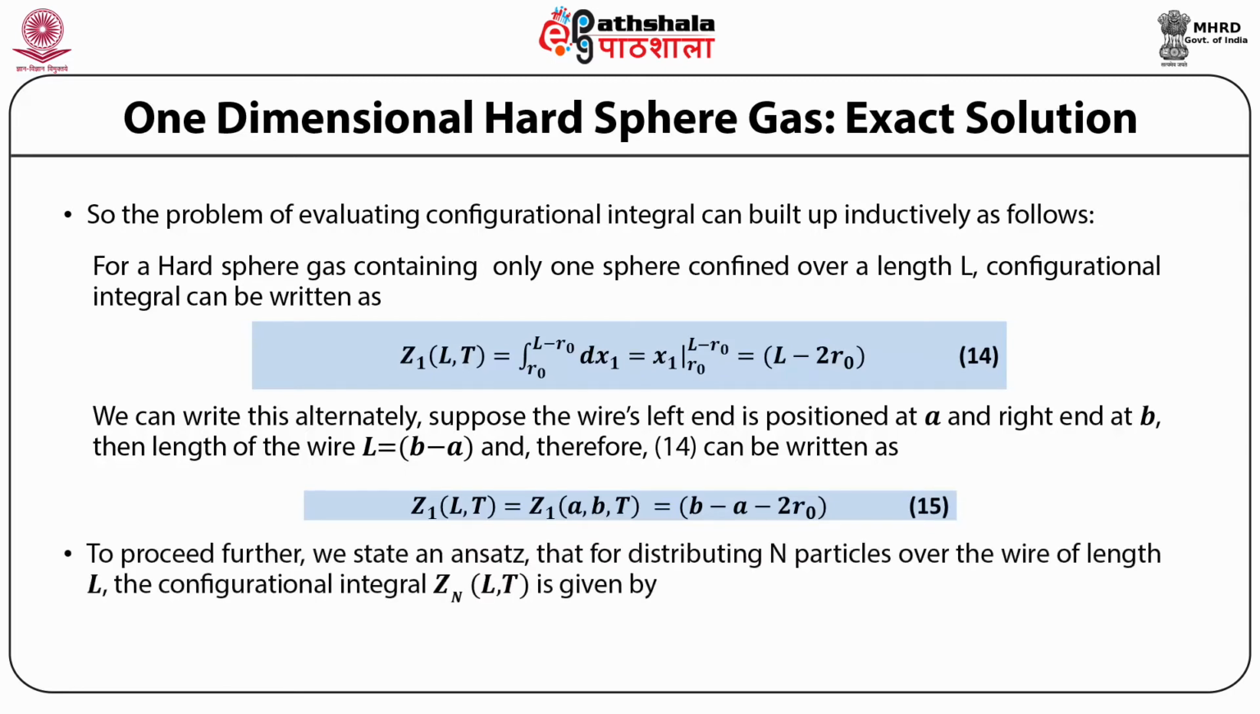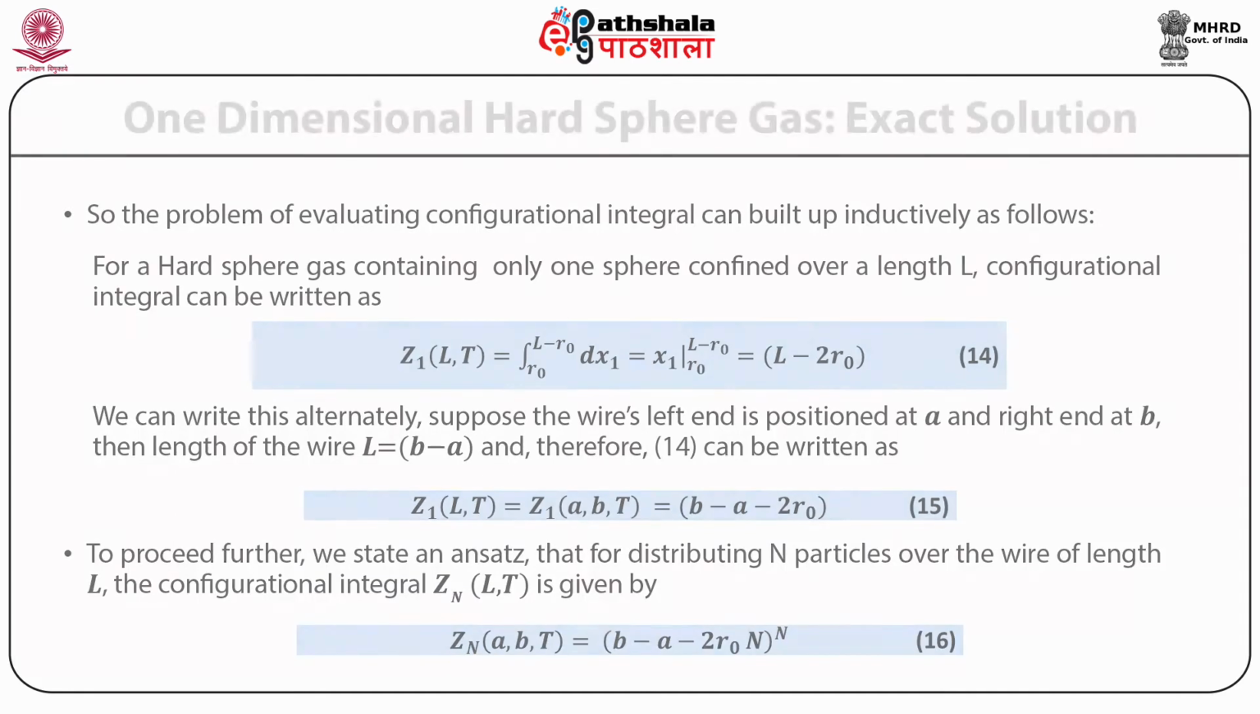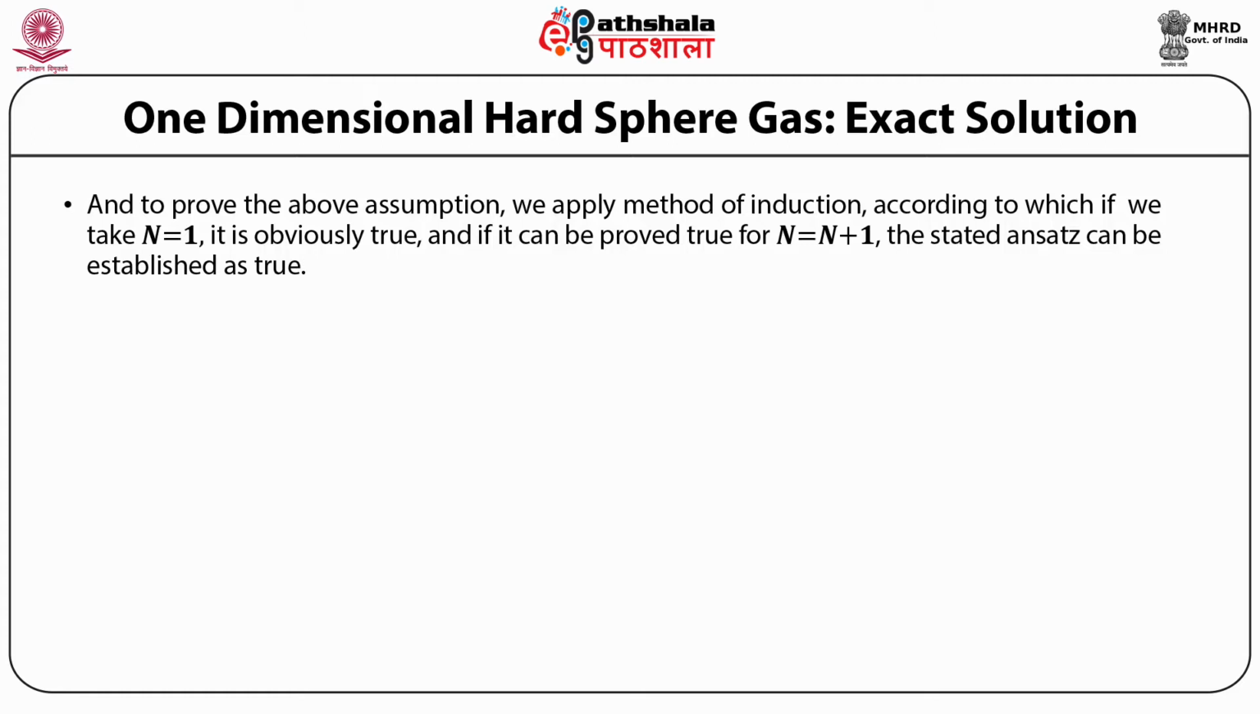To proceed further, we state an ansatz that for distributing n particles over the wire of length L, the configurational integral Zn as a function of L and T is given by Zn as a function of A, B and temperature T is equal to B minus A minus 2R naught multiplied by n, and whole raised to power n. And to prove the above assumption, we apply method of induction, according to which if we take n is equal to 1, it is obviously true, and if it can be proved true for n is equal to n plus 1, the stated ansatz can be established as true.